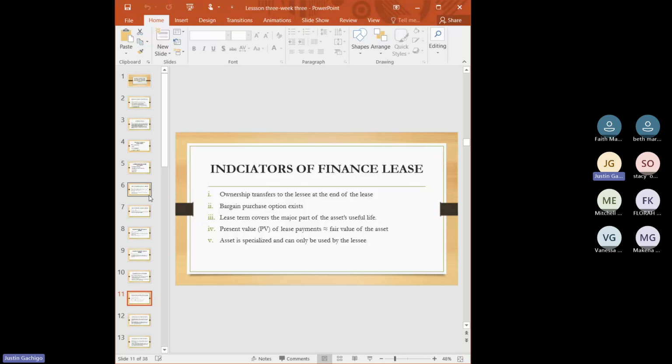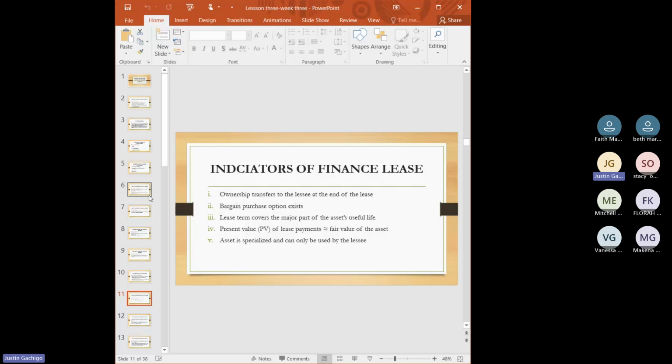Then there is the bargain purchase option where as a lessee, you are allowed to bargain. For example, if it's a motor vehicle and that motor vehicle at a market value costs shilling 700,000. That is the market value. So you are allowed to bargain maybe and buy it at a lesser price, let's say 500,000.